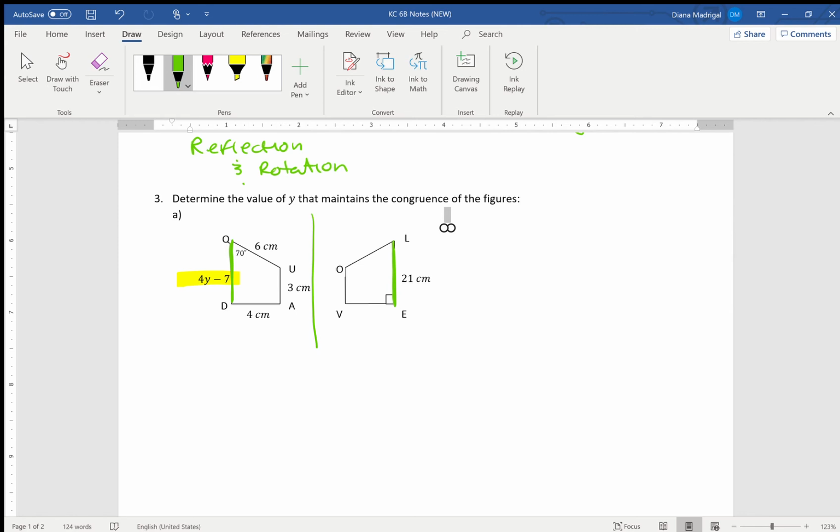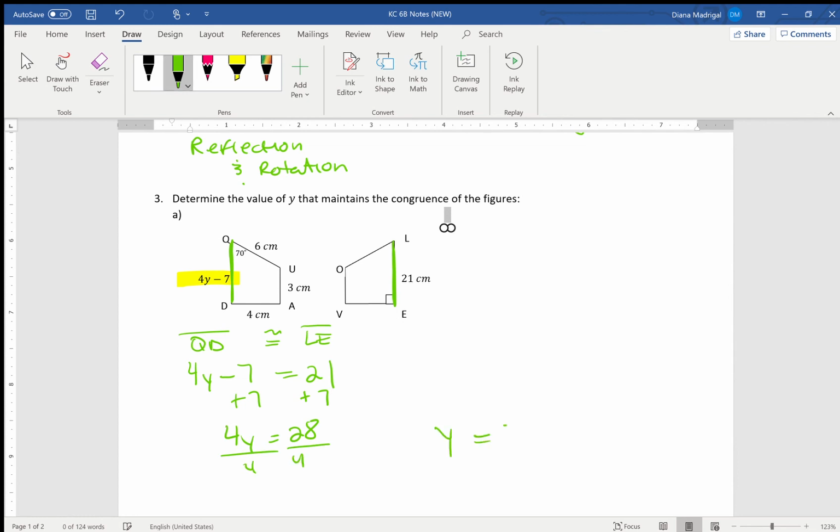And since they're congruent, they're equal to each other. So you need to set up the equation in order for you to solve for y. So it's going to be 4y minus 7 equals 21. You know that the line of Q and D is the same thing as the line L and E. That's where I got 21 from, and that's where I got 4y minus 7. To solve for y, I need to add 7 to both sides. 4y equals 28. You need to divide by 4, so y equals 7 for this one.